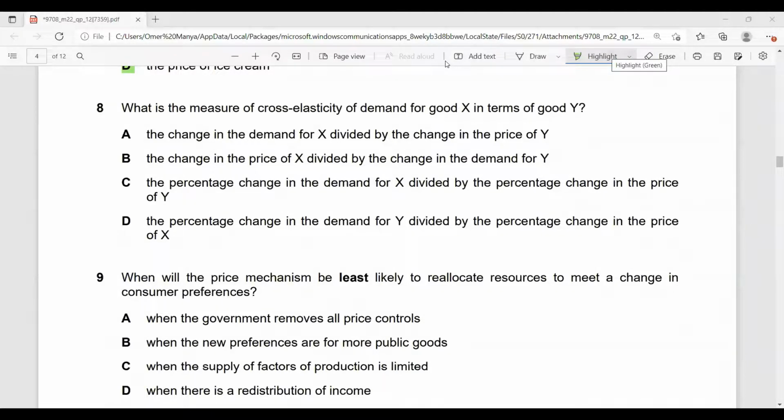Question 8, what is the measure of cross elasticity demand for good X in terms of good Y? This question is pretty straightforward. It is essentially asking you what the formula for cross elasticity of demand is. If you remember, cross elasticity of demand studies the responsiveness of quantity demanded to the change in price of another. The answer here would be C. XED is equal to the percentage change in demand for X divided by the percentage change in price of Y, and that will give you XED.